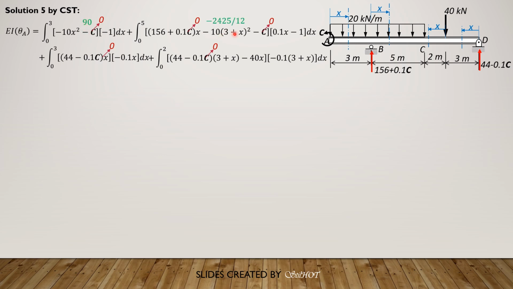Second is negative 2425 over 12. Third is integral of 44x times negative 0.1x, which is negative 39.6. Fourth is integral of 44 times 3 plus x minus 40x times quantity negative 0.1 of 3 plus x. So that would be negative 1636 over 15. So that's why theta A is negative 260.75 over EI, just like in virtual work method.